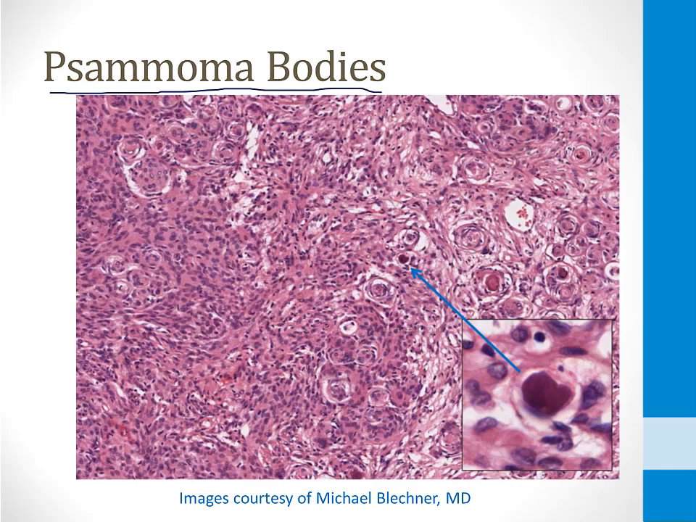These are small circular areas of calcification. This is one shown on the screen here that comes from a meningioma. You can find psammoma bodies in a number of different tumor types, but one of the tumor types where they're sometimes seen is serous cyst adenocarcinomas.